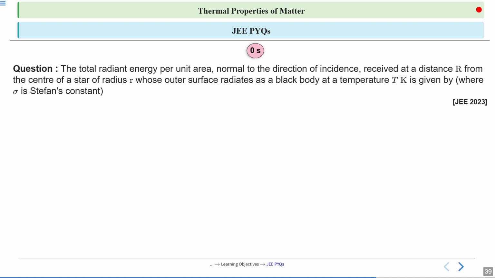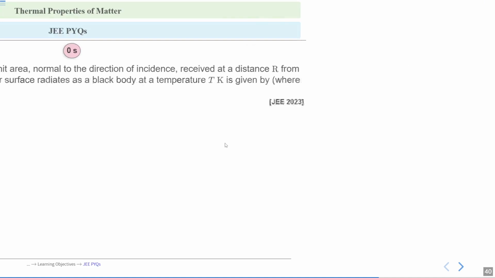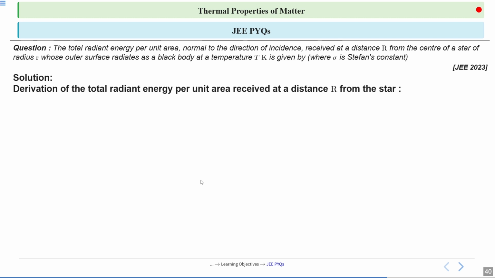Let's see the solution of this question. First, we will calculate the total radiant energy per unit area received at a distance r from the star. The star's outer surface radiates as a black body at a temperature T Kelvin. Do you know what a black body is? A black body is an ideal body that absorbs all radiation.